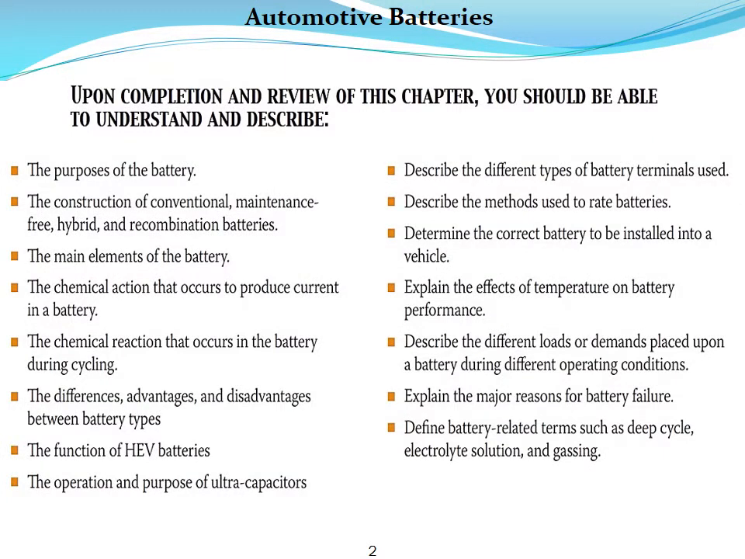Upon completion and review of this chapter, you should be able to understand and describe the purpose of the battery, the construction of conventional and maintenance-free, hybrid and combination batteries, the main elements of the battery, the chemical action that occurs to produce current in a battery, the chemical reaction that occurs in the battery during cycling, the differences, advantages and disadvantages between battery types, the function of hybrid electrical vehicle batteries, the operation and purpose of ultracapacitors, and so on.